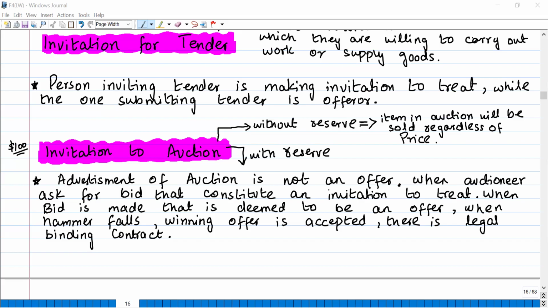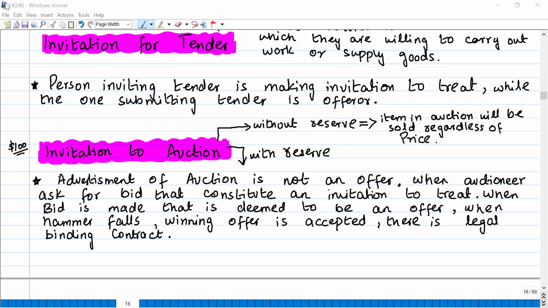But in with reserve auction, when you put up the goods, because it's not necessary that at all costs you will sell those goods, that is not an offer. That is an invitation to treat. When you put something in an auction, you are inviting others to make an offer, and those bids will be deemed as an offer. And if the bids meet the reserve price, or are greater than the reserve price, then the hammer will fall, and there will be a valid contract formed.